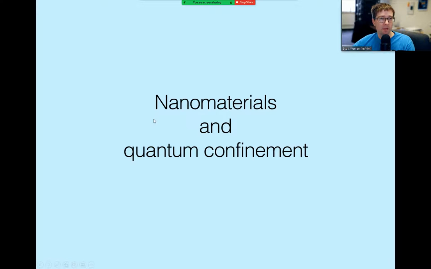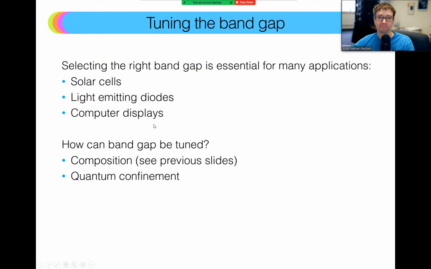The last little topic that we'll talk about in terms of solids is nanomaterials and quantum confinement. It's a really cool concept. We have a really different way to tune the band gap or the color of a solid. Before, we saw that we could tune the band gap by changing the composition from silicon to aluminum nitride to aluminum phosphide, or not necessarily in that sequence, but now we have a different strategy.